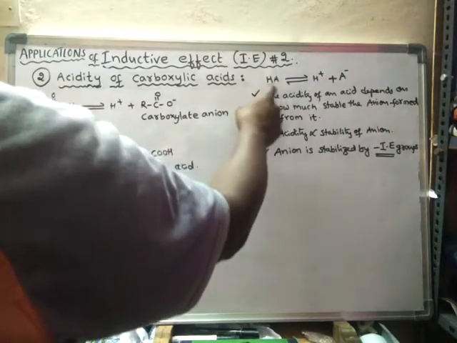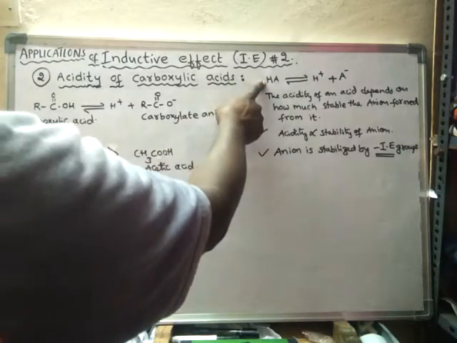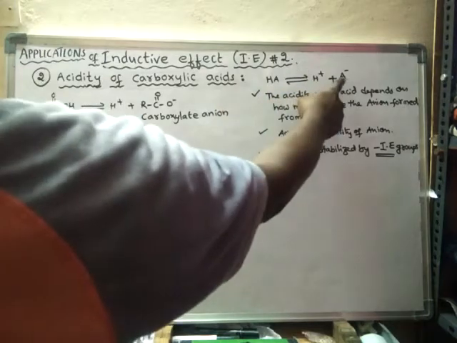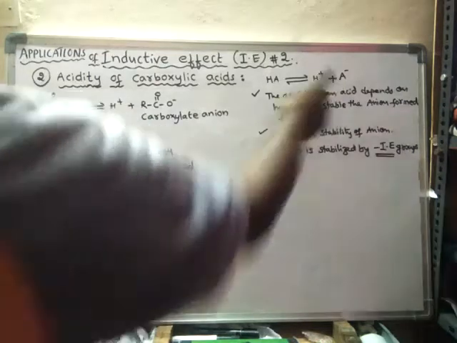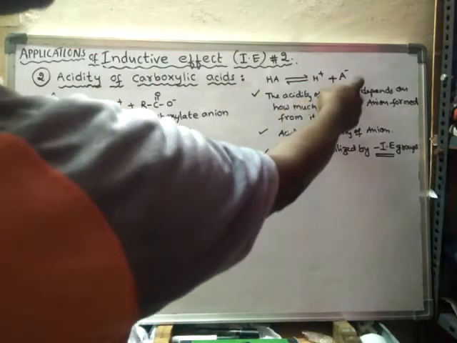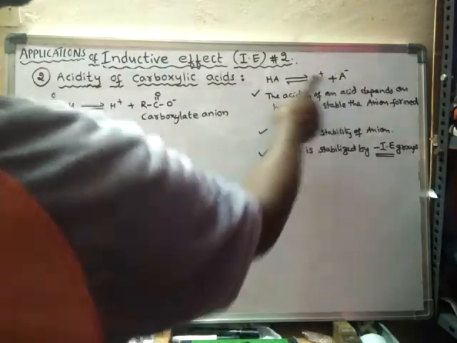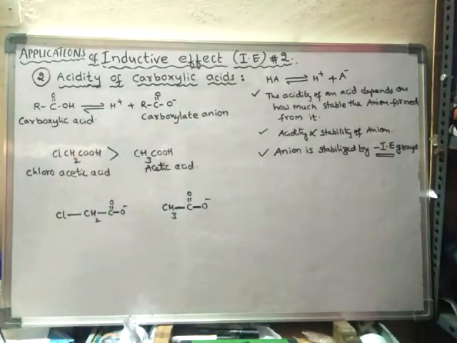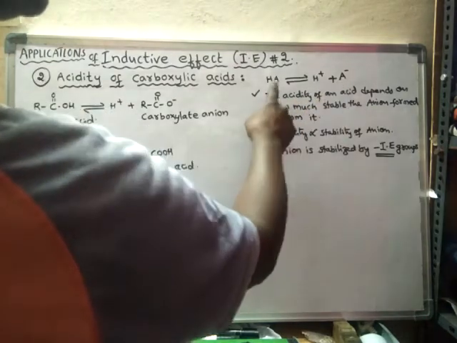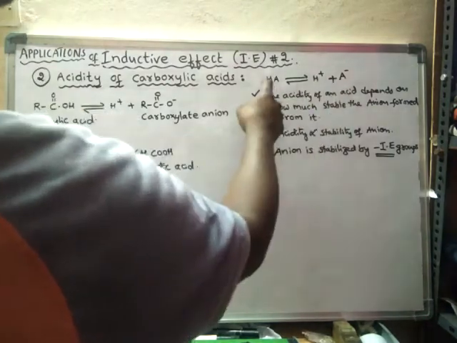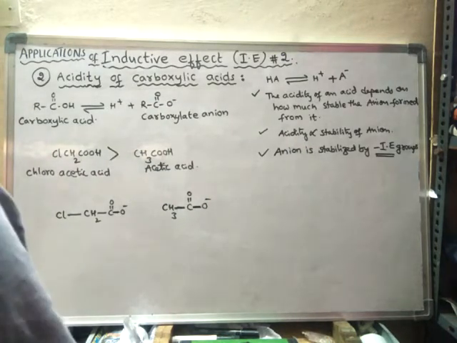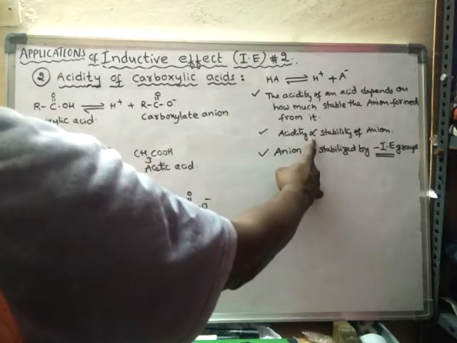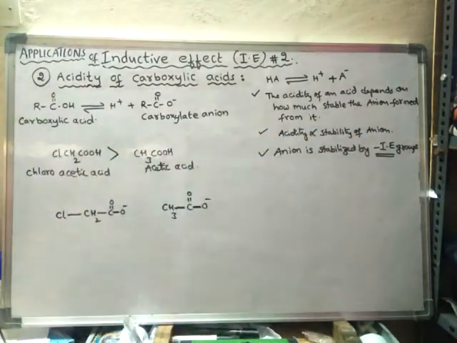See, the acidity of the acid depends upon how stable the anion formed from it will be. So if the anion formed from the acid is more stable, then the acid is said to be a strong acid, so it is having more acidity. If the anion formed from this acid is less stable, then the acid is said to be less acidic. So that means acidity is directly proportional to stability of the anion.